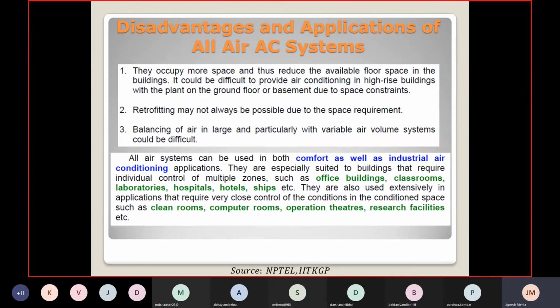All air systems can be used in both comfort as well as industrial air conditioning applications. They are especially suited to buildings that require individual control of multiple zones, such as office buildings, classrooms, laboratories, hospitals, hotels, ships, etc. They are also used extensively in applications that require very close control of conditions in the conditioned space, such as clean rooms. Clean rooms are related with pharma industries, where the particulate matter concentration has to be very low. Computer rooms, operation theaters, research facilities, etc.